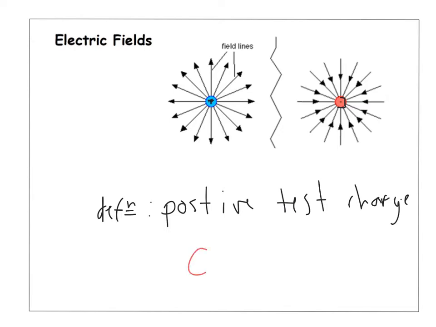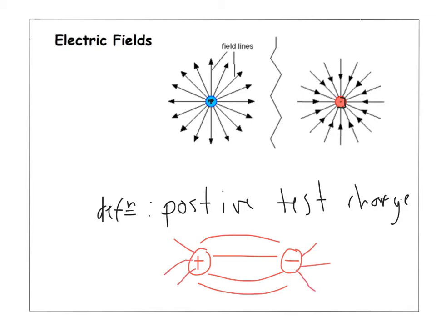Electric fields can also interact. If I have a positively charged particle and a negatively charged particle, we know that they're going to be attracted to each other. So the electric field around these things would look something like this. Now, the direction of the electric field is again where a positively charged particle would go. So it would go towards the negative, and it would go away from the positively charged particle.